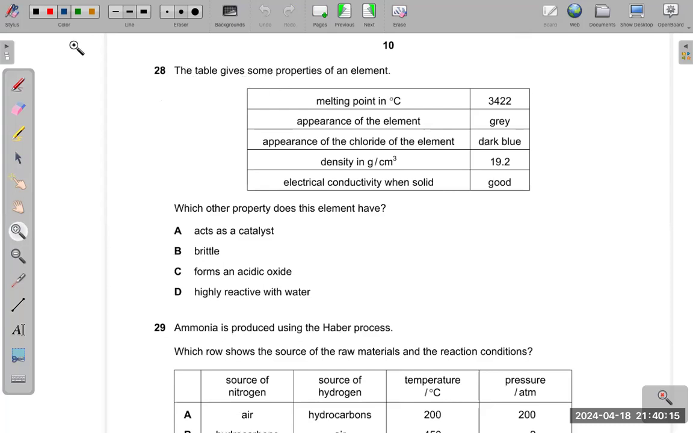The table gives some properties of an element. Which other property does this element have? The melting point is very high. Appearance is gray. Appearance of the chloride is dark blue. Density is 19.2. Electrical conductivity when solid is good.